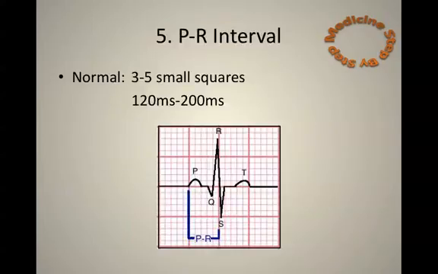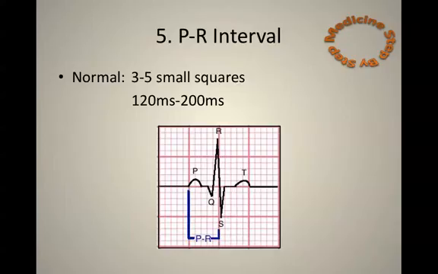The PR interval starts at the beginning of the P wave and ends at the R wave. It should be between 3 to 5 small squares. The P wave represents depolarization of the atria. This electrical activity then travels through the atrioventricular node to the ventricles to cause ventricular depolarization, represented by the QRS complexes seen on the ECG.